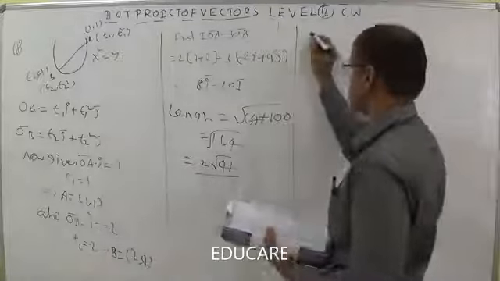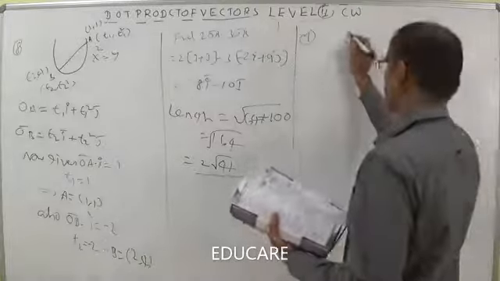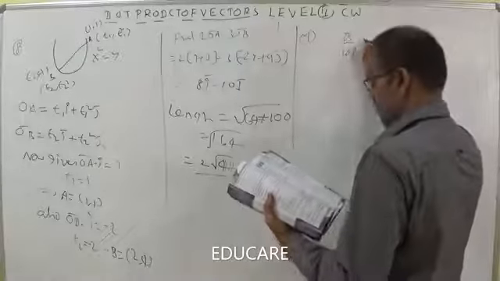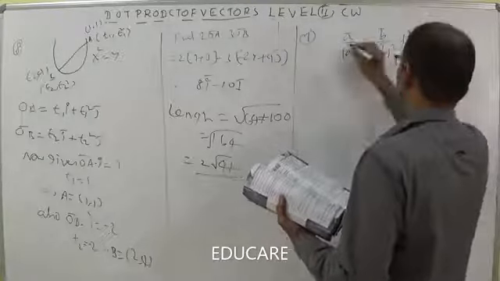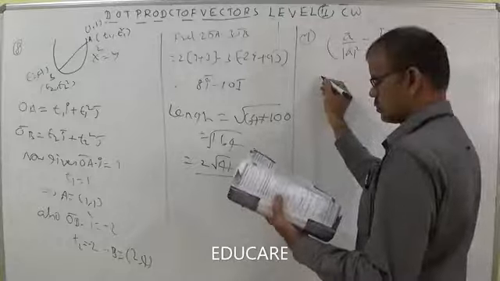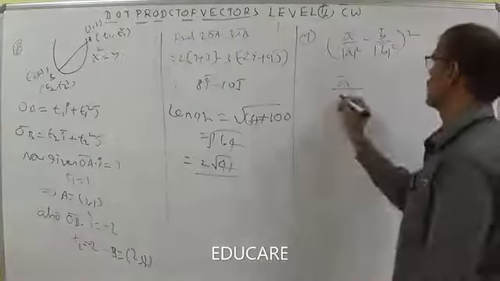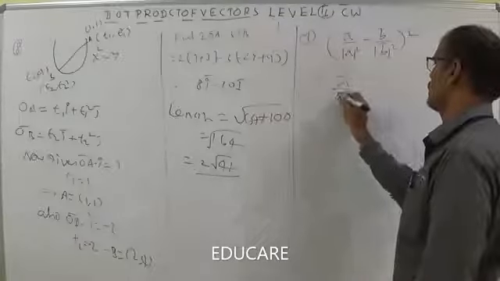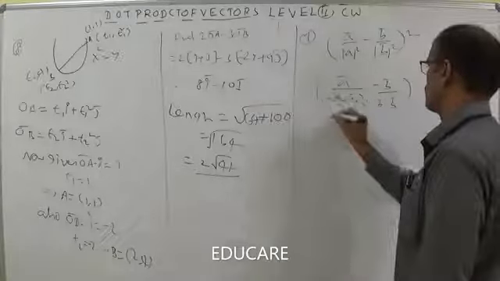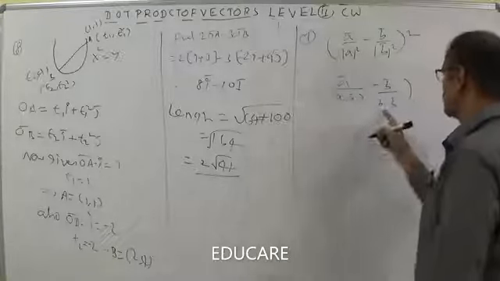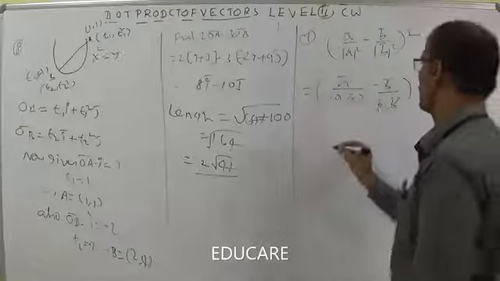Next, let us discuss the ninth question. A bar, B bar are two non-collinear vectors. A bar by mod A square, B bar by mod B square, whole square. No need to worry about this question. We know that a vector squared can be written as vector dot vector. B bar dot B bar is a scalar, it becomes B bar square. B bar gets cancelled, A bar gets cancelled.